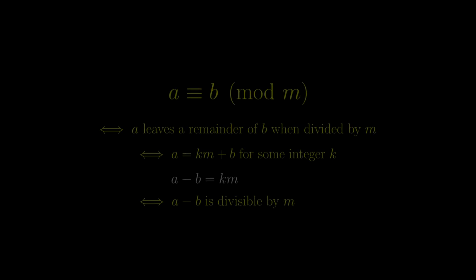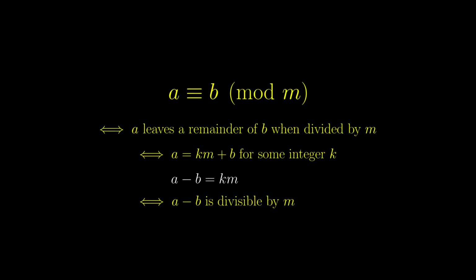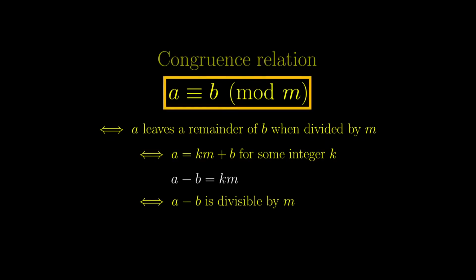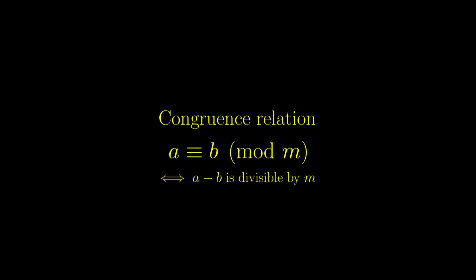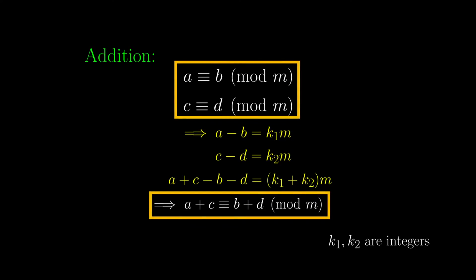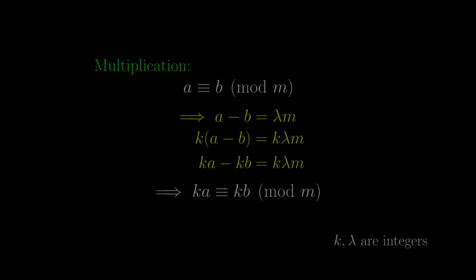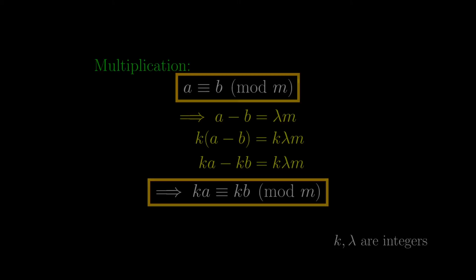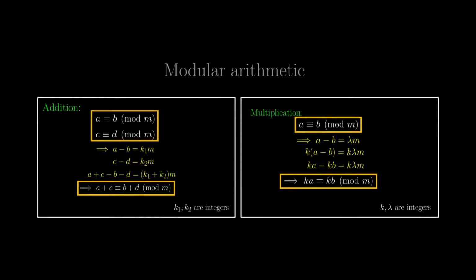In the previous video, we have introduced this particular notation, which is called a congruence relation. This notation simply means that the difference between the two numbers on each side of the congruent sign is divisible by the modulus. We have also shown in the previous video that it resembles an equal sign when it comes to addition and multiplication. In fact, by introducing these two operations, we have already stumbled onto modular arithmetic.